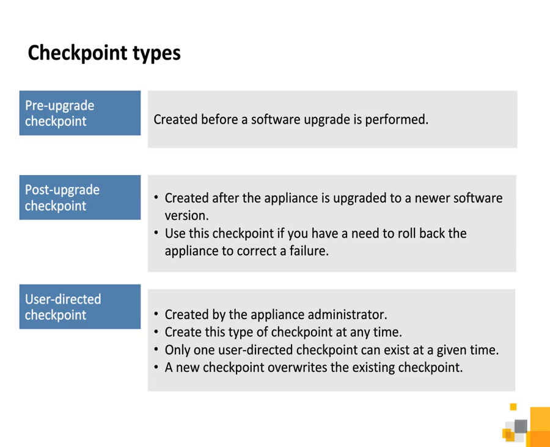The last type of checkpoint is a user-directed checkpoint, which is created by the appliance administrator. You can create this type of checkpoint at any time. However, only one user-directed checkpoint can exist at a given time. If a user-directed checkpoint already exists and you create a new checkpoint, the new checkpoint overrides the existing checkpoint.